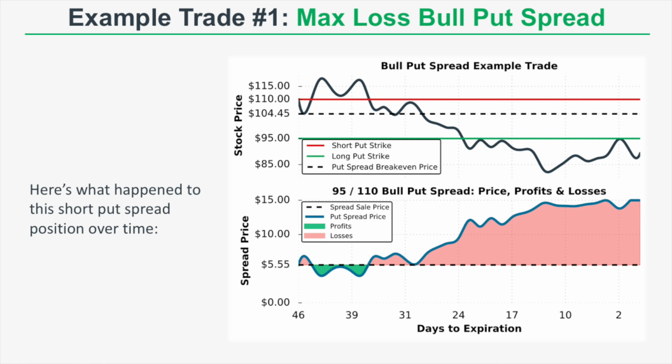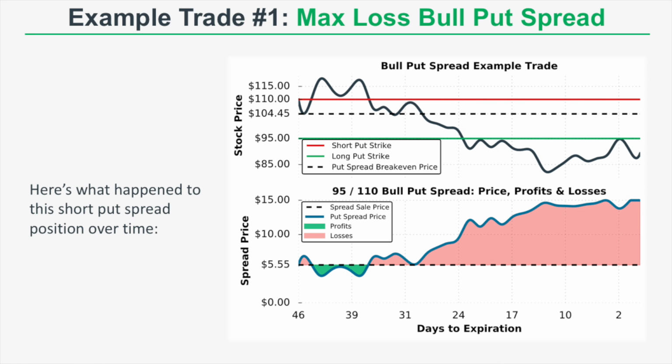So in the top part of this graph, we're looking at the changes in the stock price relative to the short put strike price, the long put strike price, and the put spread's break-even price. And on the bottom part of the graph, we're looking at the price of the 110-95 put spread and any corresponding profits or losses as the spread's price is changing.